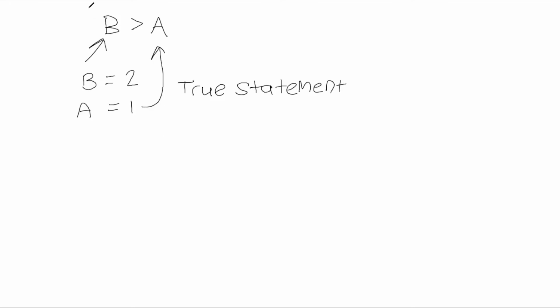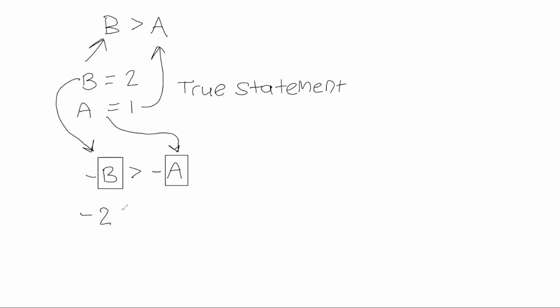So what happens if we multiply them both by negative 1? Instead of B is greater than A, we'll have negative B is greater than negative A. I still want B to be 2 and A to be 1. So we substitute them in just like we did in the example above. A is 1, B is 2. So we have negative 2 is greater than or equal to negative 1.